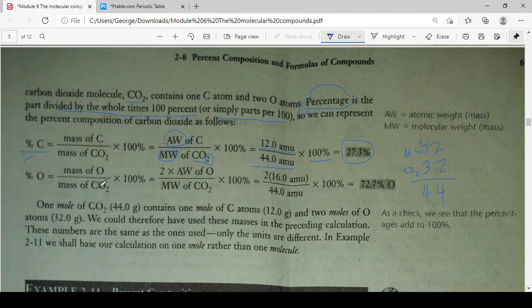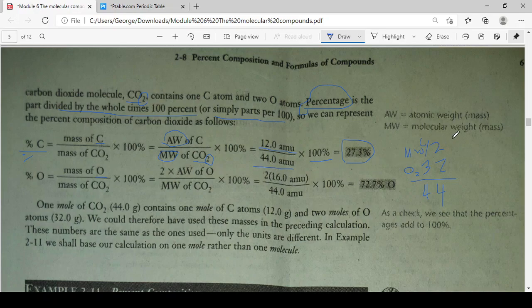Next, if we are finding oxygen, of course, we put oxygen on top, not carbon. If we are finding carbon, carbon goes on top, but if we are finding oxygen in our carbon dioxide, oxygen is what goes on top. How many subscripts does oxygen have in our carbon dioxide? 2. So, you now have 2 times its atomic weight, 16 times 2, right? Times 100. So, 16 times 2 is equal to 32 divided by 44.